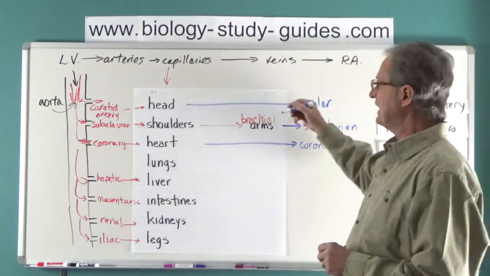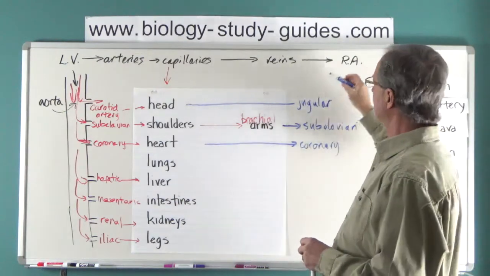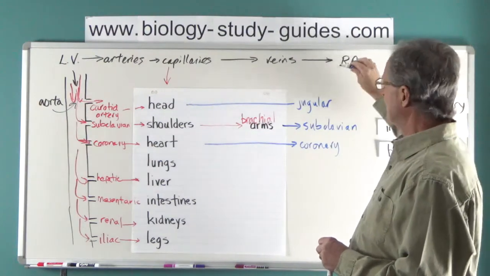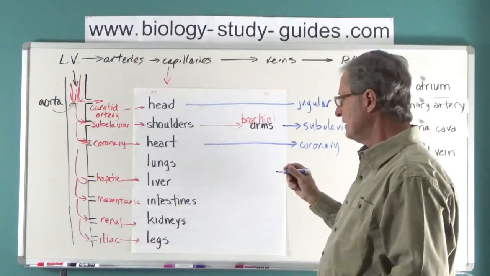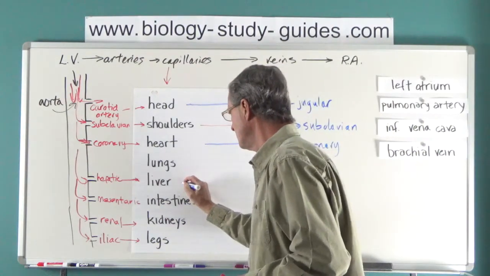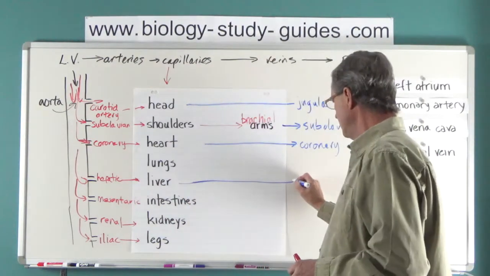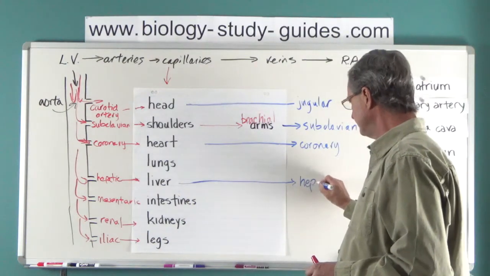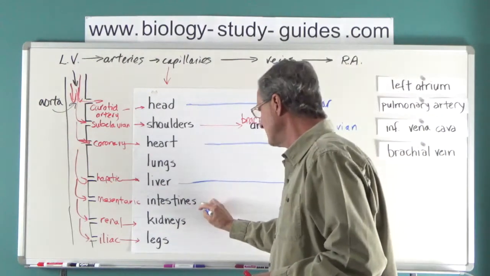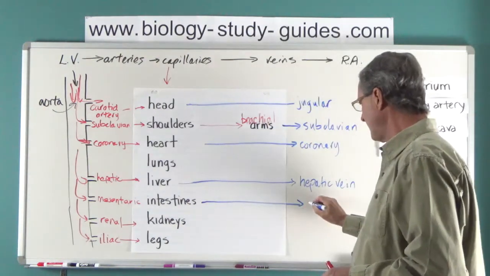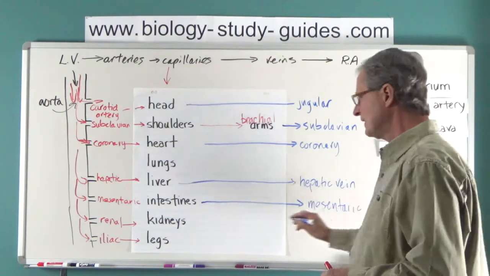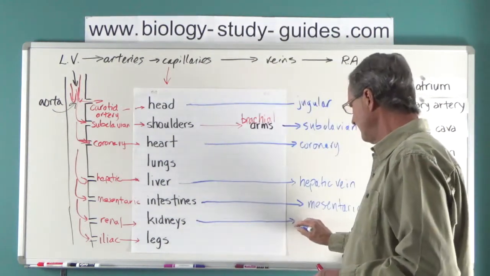And obviously, again, coronary vein is one of the veins that's on the surface of the heart, so it goes almost right into the right atrium. There's hardly any distance between it at all. The liver, we have a hepatic vein. Intestines, obviously mesenteric vein. Kidneys, the renal vein.